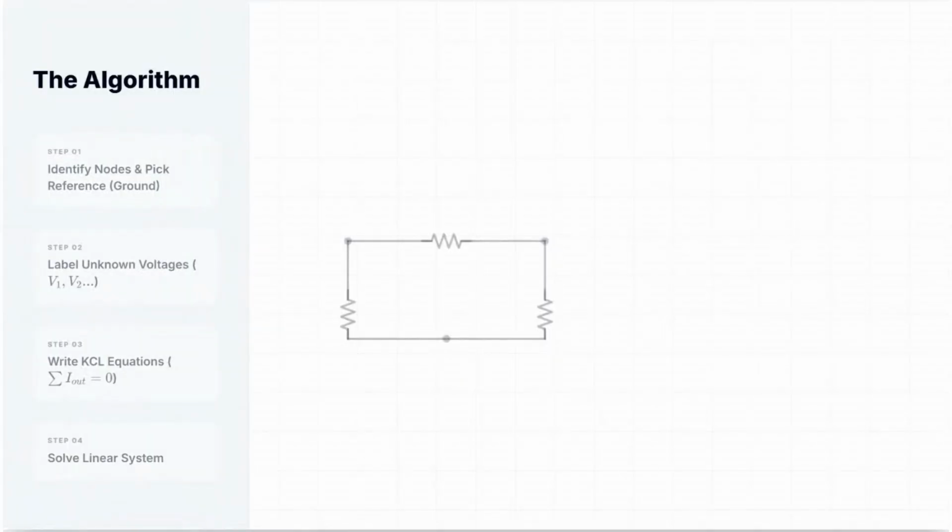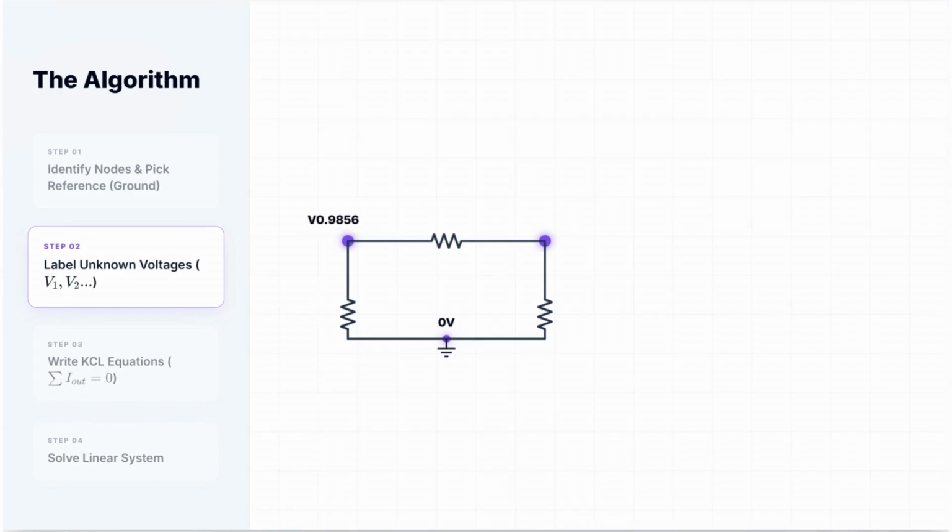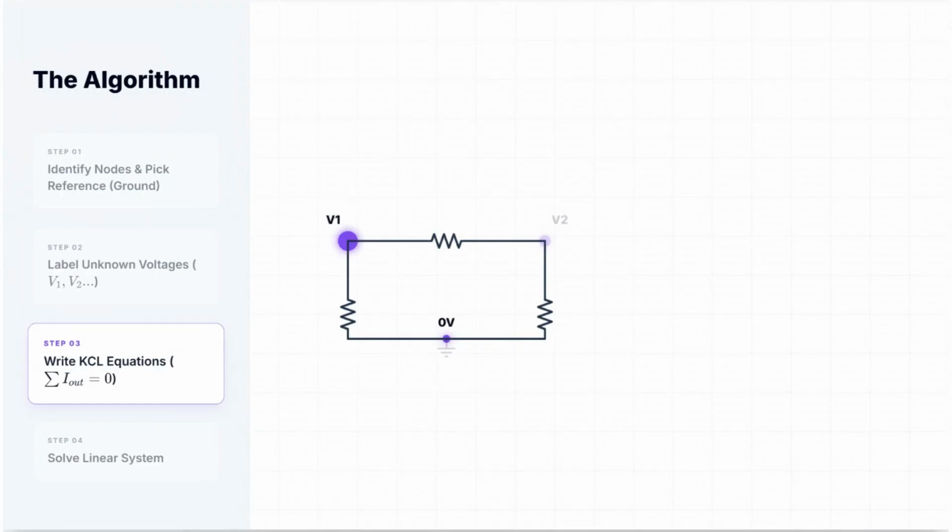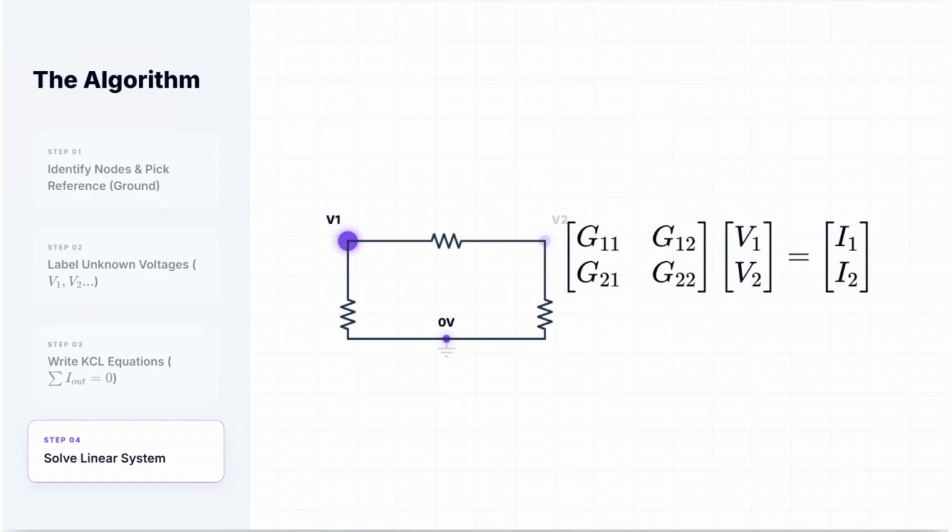Here is the 4-step algorithm. Memorize this and you can solve any linear circuit. Step 1. Identify all nodes and pick a reference node. Usually we pick the bottom wire because it connects the most components. Mark it with the ground symbol. It is now 0 volts. Step 2. Label the remaining non-reference nodes with voltages V1, V2. These are our unknowns. Step 3. Write Kirchhoff's current law for each non-reference node. Remember, the sum of currents leaving a node is 0. Step 4. Solve the system of linear equations.